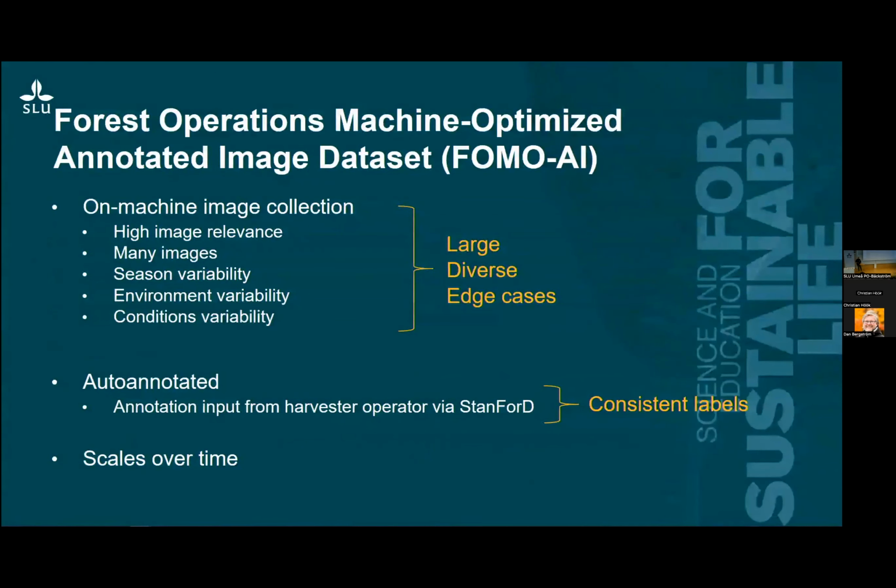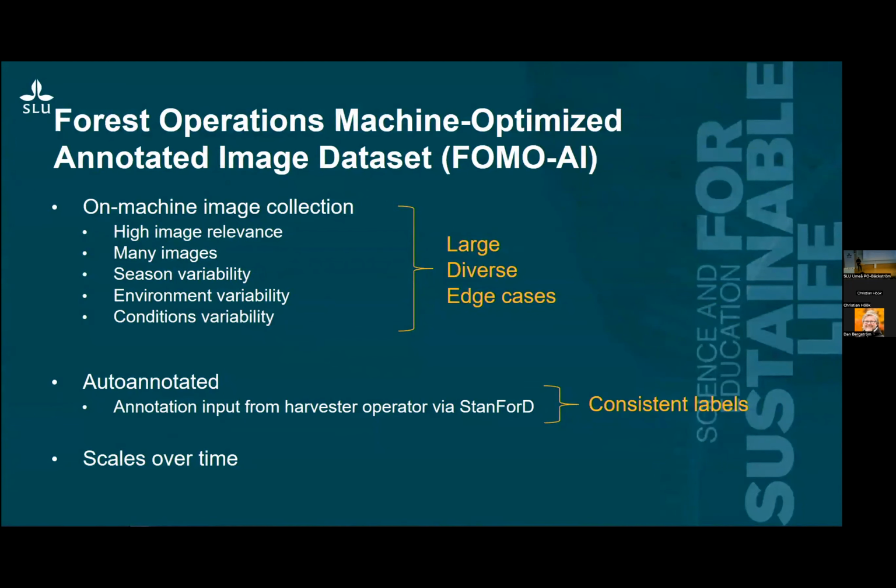Why would we? As I said, we need a data set to be large and diverse and have all these edge cases in it. And these data sets out there have a lot of these features, but they are usually limited in scope. They're limited to a study that was done in a certain season, or you did your data collection on a day when it wasn't raining and stuff like that. So you remove a lot of the variability that you see in the real world for forest operations machines.